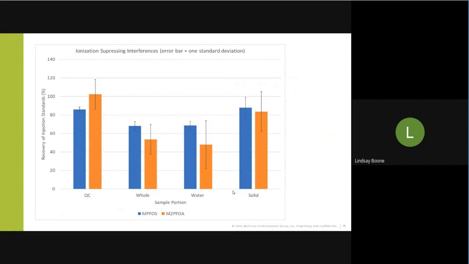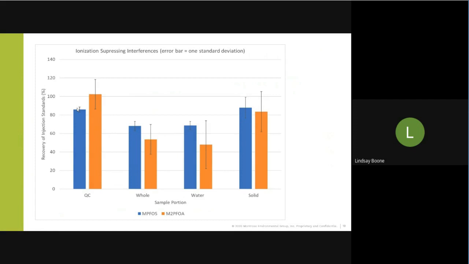What this graph shows is, on the x-axis, the sample portion, and on the y-axis, the recovery of the injection standard. The QC samples here represent a clean sample, almost a perfect sample with no ionization suppression. What we do with these QC, or quality control, samples is spike in isotopically labeled analytes, PFOA and PFOS, right before the sample goes on our instrument for analysis. So these should have a perfect recovery, no ionization suppression.